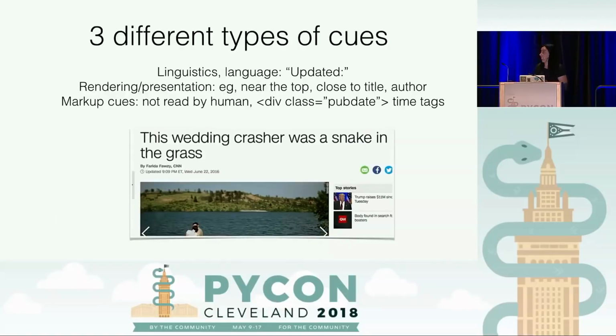So there are 3 different types of cues that we can basically draw upon for this type of problem. First, language cues. So it says updated, updated on, published on, et cetera. And then we have rendering presentation cues. So it's near the top, it's close to the title, it's close to the author.